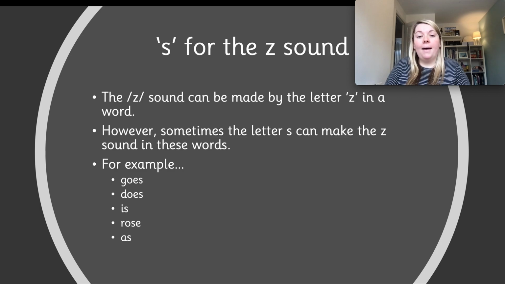So our spelling pattern is the S for a Z sound. You all know that a Z sound in a word can be made by using the letter Z. For example, in buzz, the Z makes the Z sound. However, in words such as goes, does, is, rose, and as, there is a Z sound, but we don't use a Z. We instead use an S.